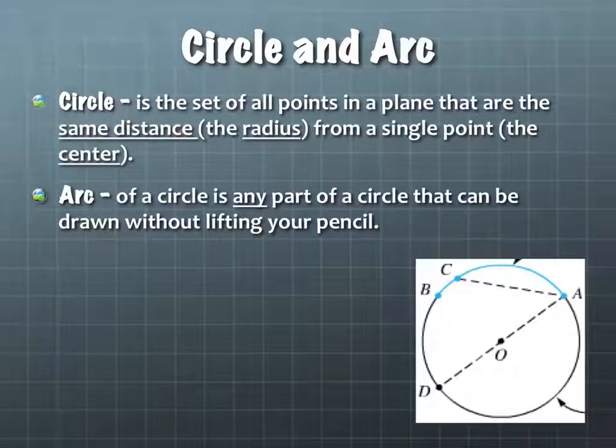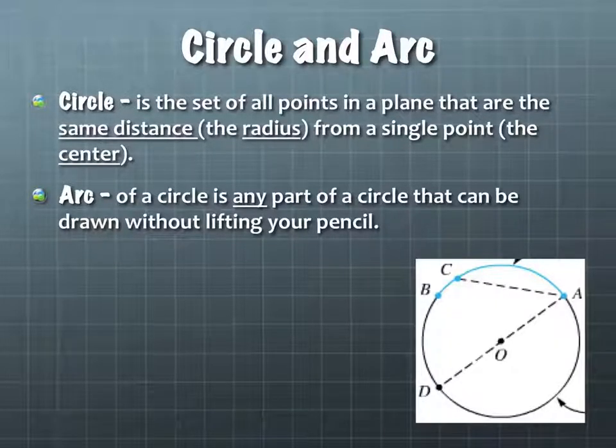An arc of the circle is any part of the circle that can be drawn without lifting your pencil. That's one of those intuitive definitions. It's not really mathematical, but intuitively that's what it is. So there's no distance that it has to be as a minimum or a maximum. It just means that you don't go all the way around and you didn't lift your pencil to do it. An example of an arc here would be arc AB. There's also an arc AC, an arc CD, and an arc DA.